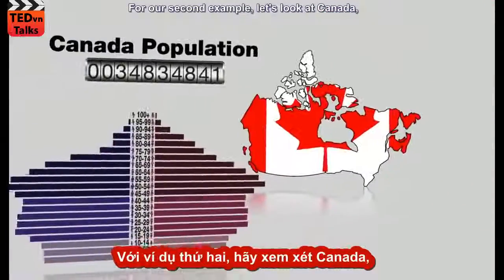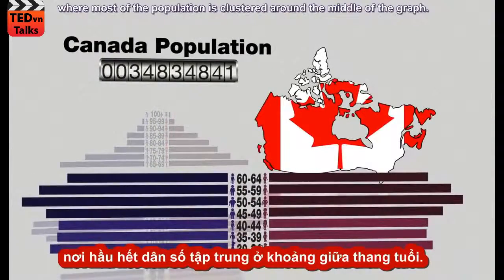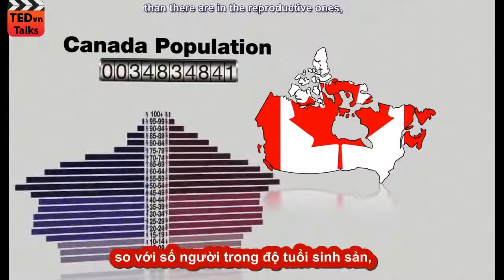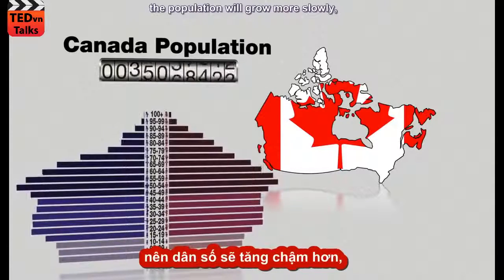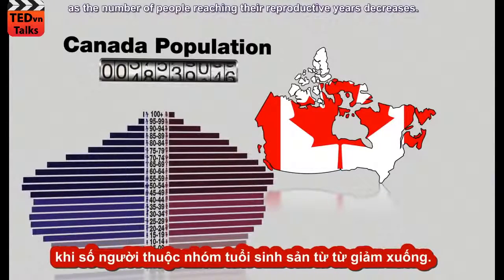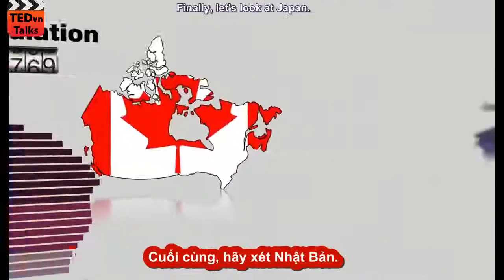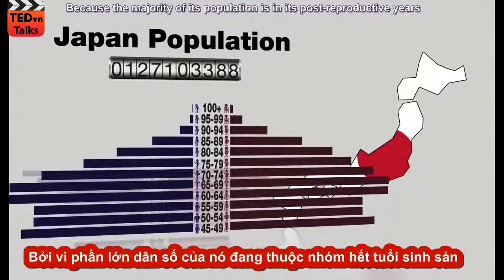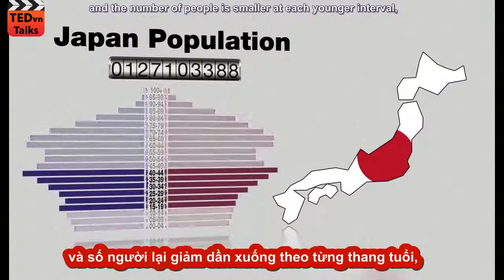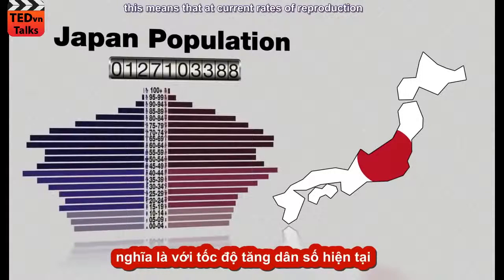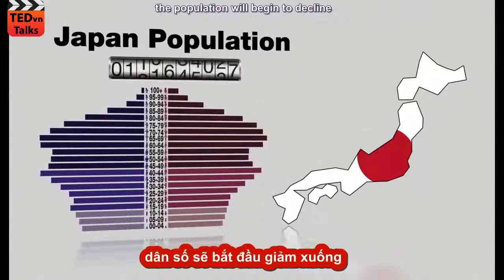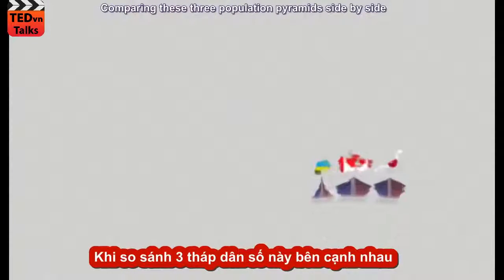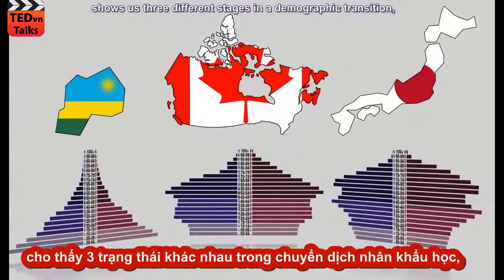For our second example, let's look at Canada, where most of the population is clustered around the middle of the graph. Because there are fewer people in the pre-reproductive age groups than there are in the reproductive ones, the population will grow more slowly as the number of people reaching their reproductive years decreases. Finally, let's look at Japan. Because the majority of its population is in its post-reproductive years, and the number of people is smaller at each younger interval, this means that at current rates of reproduction, the population will begin to decline as fewer and fewer people reach reproductive age.